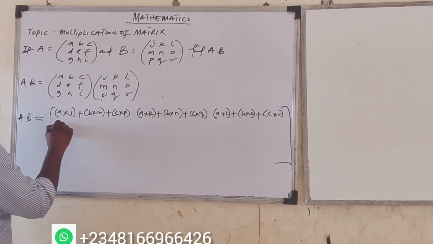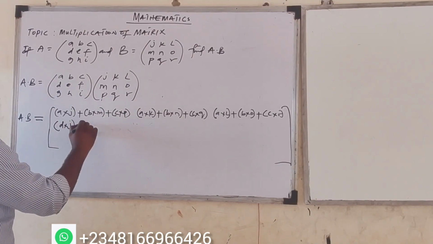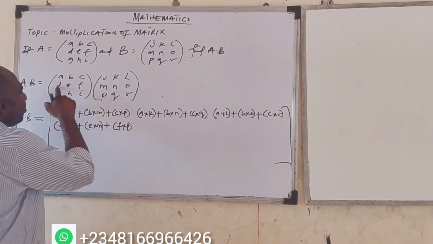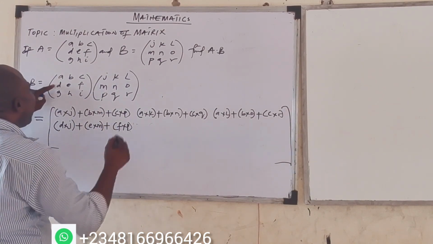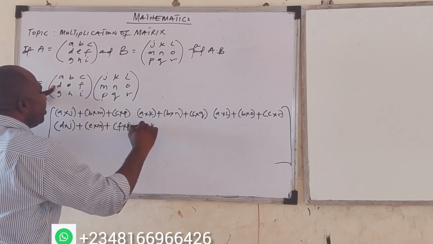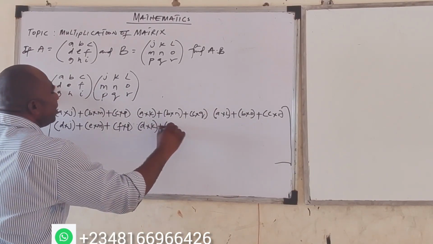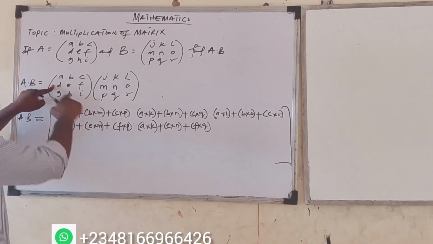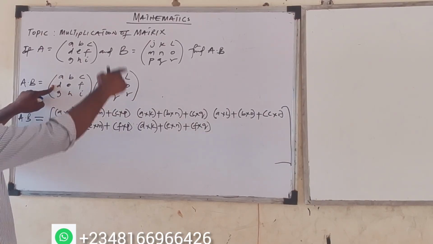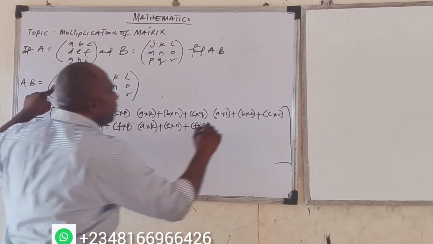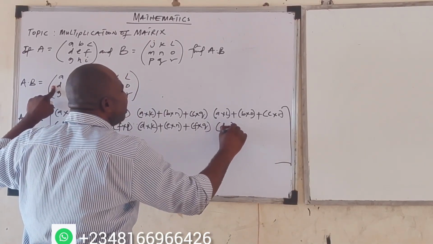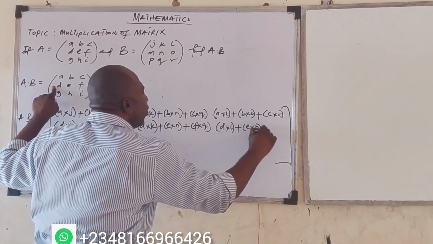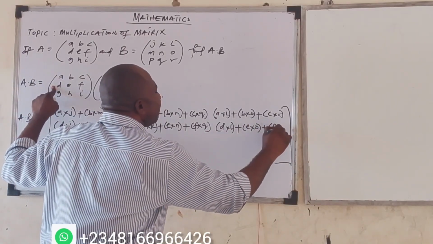Here we have D times J plus E times M plus F times P. Then the next one is the second row by the second column: D times K plus E times N plus F times Q. Then the last one, the second row and the third column: D times L plus E times O plus F times R.